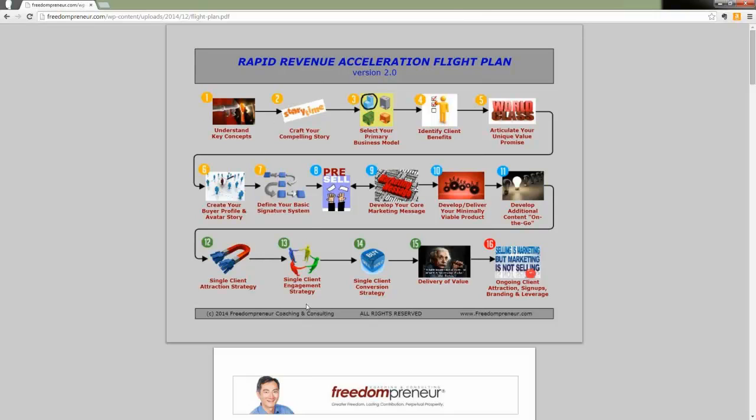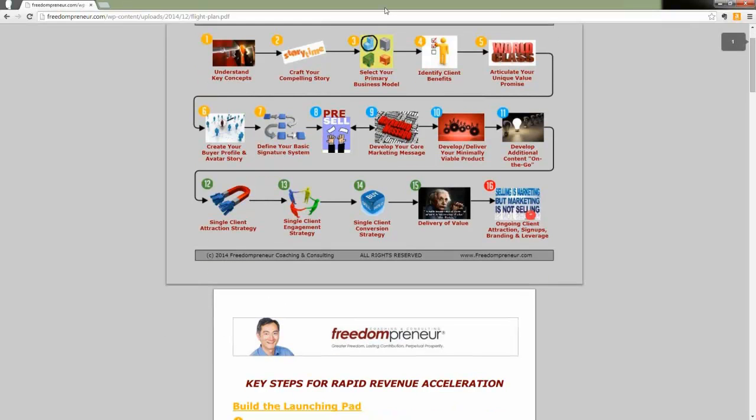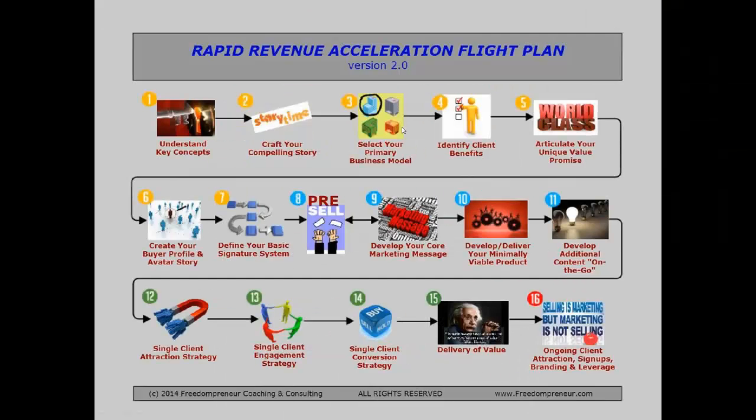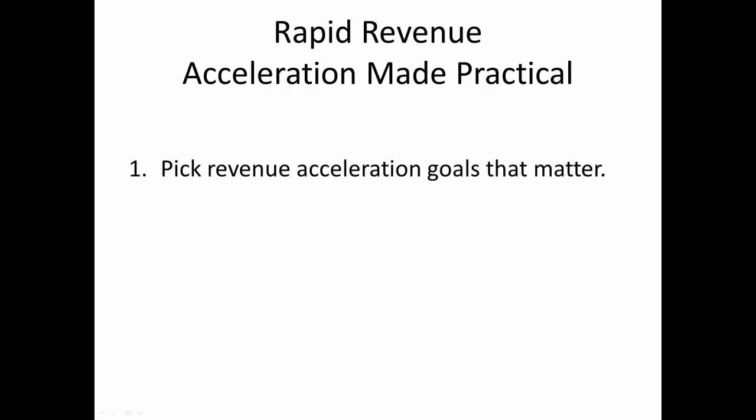So let's go. You're going to craft your compelling story. Let's move out of this map. We want to go to our steps. Here they are. So you pick revenue goals that are meaningful. There are more sophisticated ways to set up rapid revenue acceleration goals than we have time to go into. But let's say your goal is to create a 6-figure revenue stream or increase your revenue by 6 figures in the next 12 months.